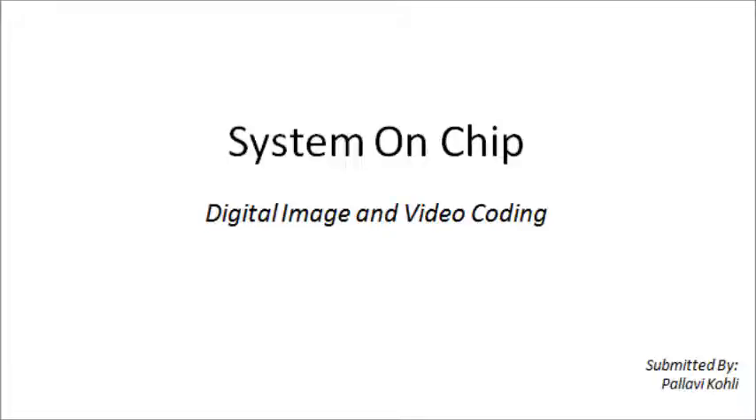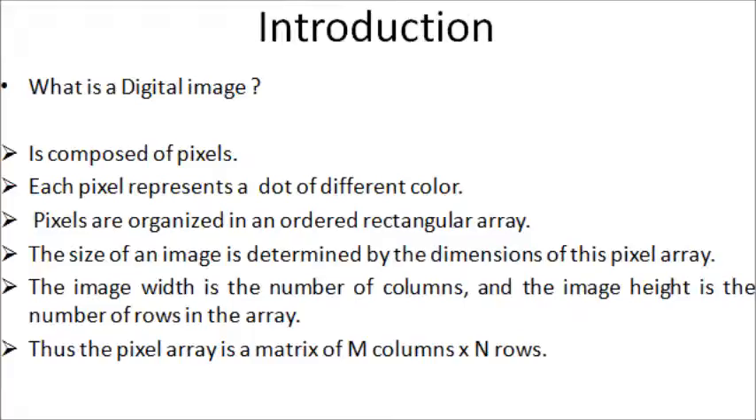Today, in this tutorial, I am going to explain the topic digital image and video coding. So, starting with what is a digital image? As we all know, a digital image is composed of several pixels, where each pixel represents a dot of different color. So we can say that an image is a rectangular array or a matrix of n columns and n rows.